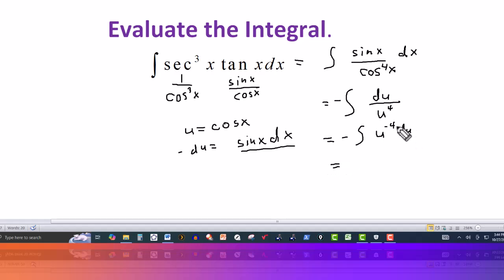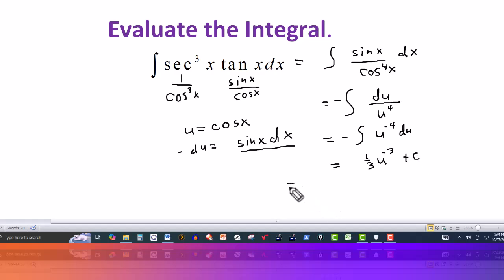We simply add 1 to the negative 4, which gives us u to the negative 3. And then we divide the coefficient, which would be our negative 1 here, by the negative 3, which gives us a 1/3. And then it's plus the constant of integration. And that's pretty much it.